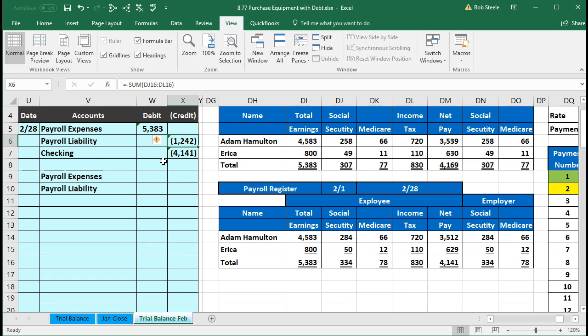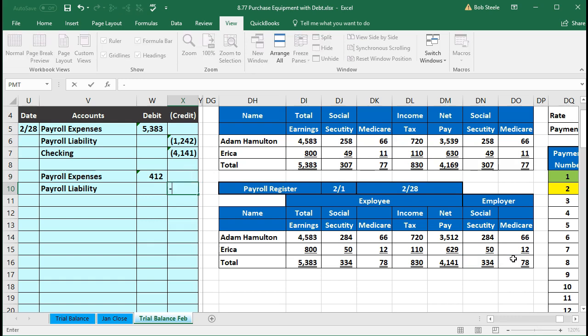Then we have the employer portion. So here's going to be the employer portion. That's going to be these two items. These are items that the employer pays on top of the total wages earned of $5,383. These taxes here are not on top of the total wages. This is the total wages earned. These are on top of the total wages. These are the actual employer taxes, which QuickBooks puts into the payroll expense, lumps them all together, and they probably should break them out, but this makes it a little bit easier. So, in some ways. And then we're going to say equals the sum of these two, the 334 and the 78, and enter.